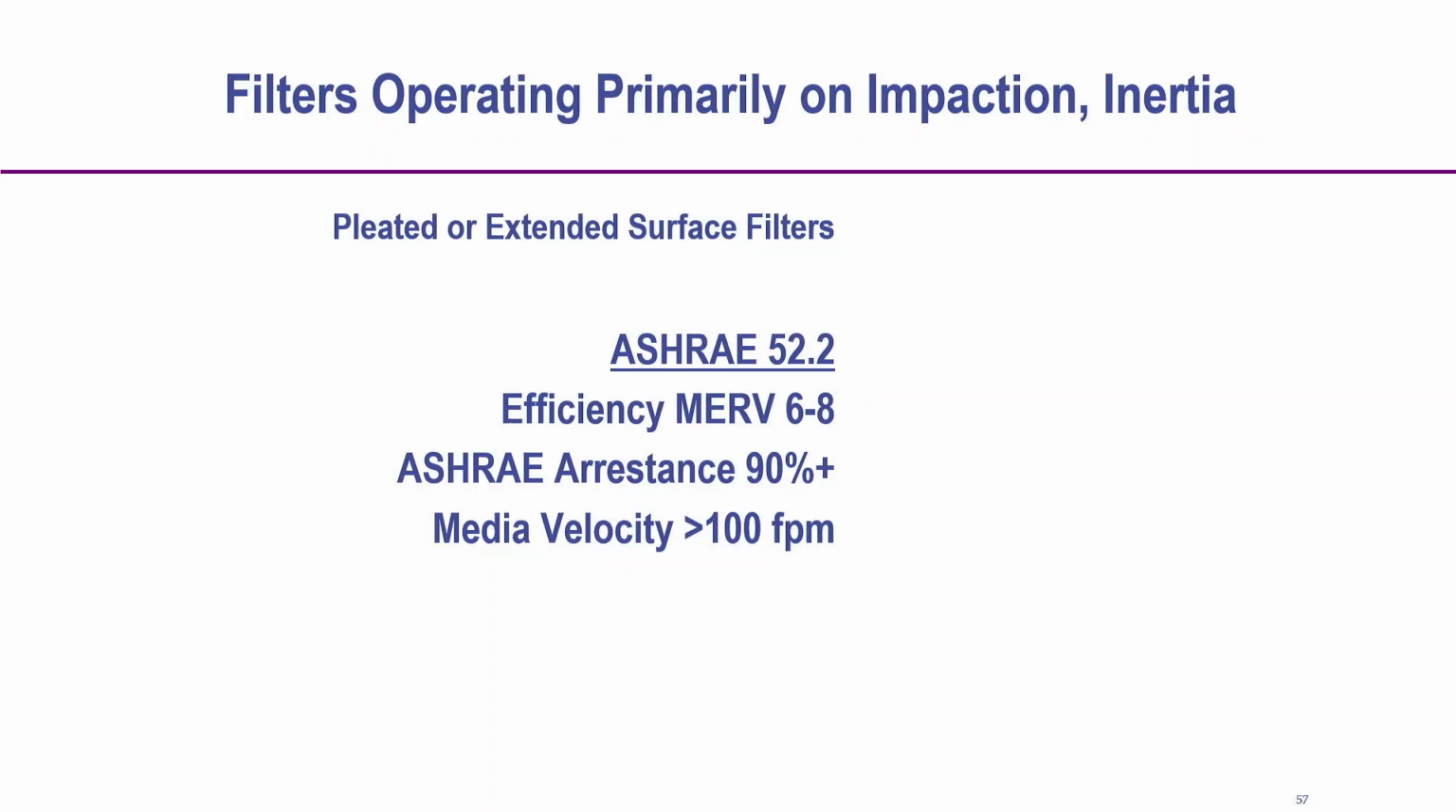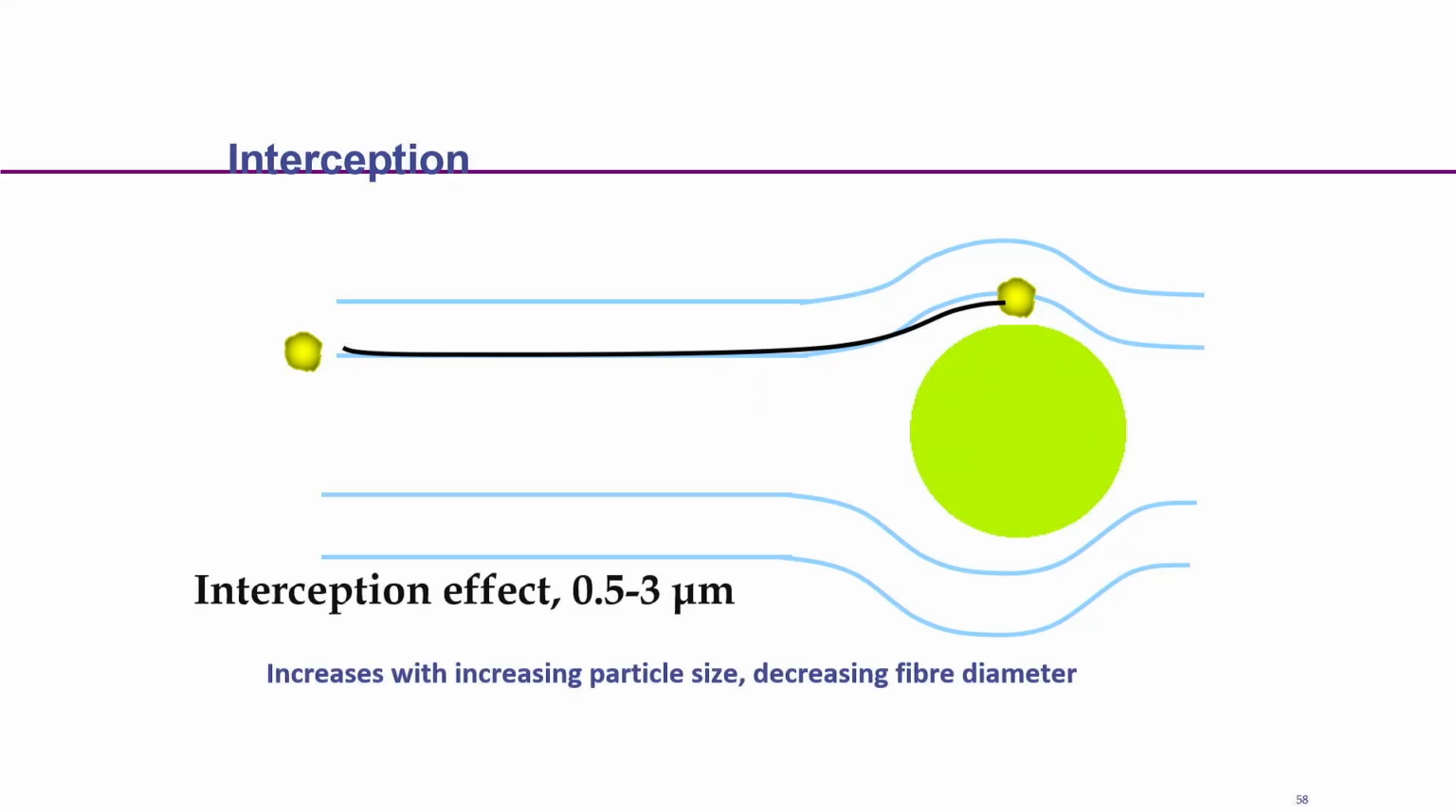So, filter opening size is that its efficiency is MERV rating 6 to 8. So, media velocity 100 feet per minute. So, this is used for pleated type of filter, inertial impaction. Then interception for smaller particle size, typically between 0.5 to 3 micron.